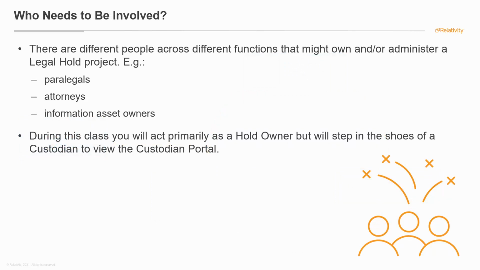Now that we've taken a brief look at the legal hold workflow, let's talk briefly about different roles and their responsibilities in a hold. Who needs to be involved in the process? There are different people across different functions that might own and/or administer a legal hold project. So for example, this could be paralegals, attorneys, information asset owners. And during this class, you will act primarily as a hold owner, but you'll also step into the shoes of a custodian to view the custodian portal.